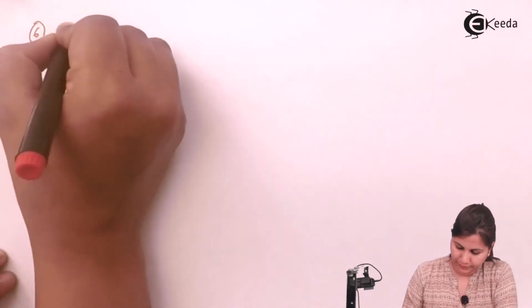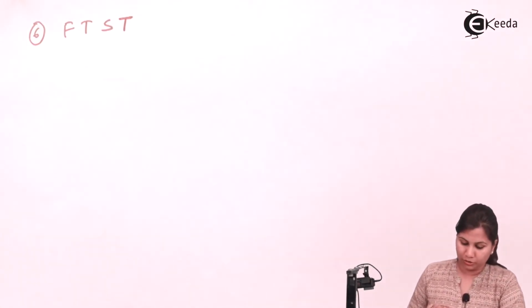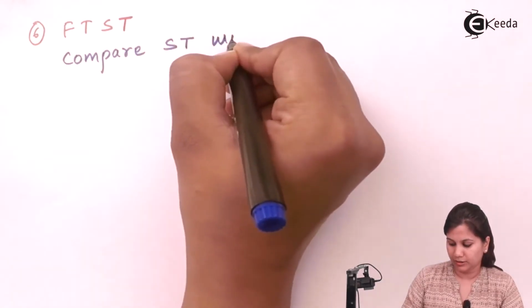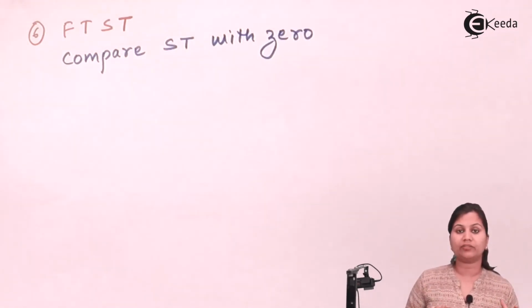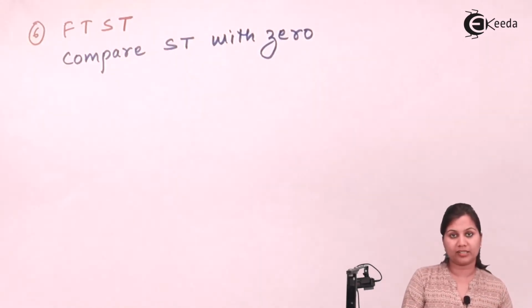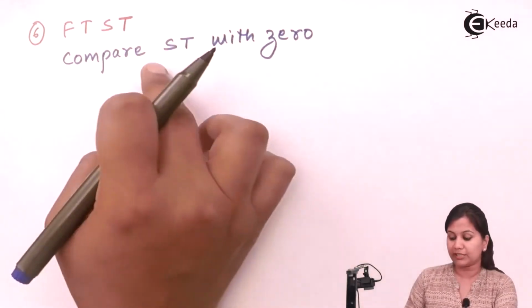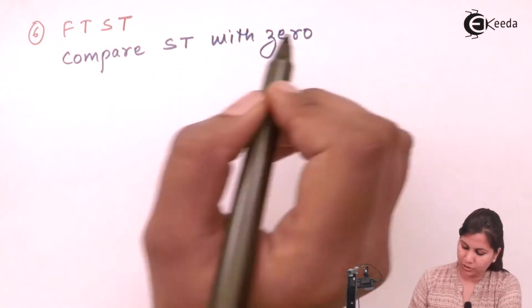The next instruction is FTST. This instruction compares ST with 0. We want to find out whether the content of the stack element is 0 or not, because after any arithmetic, logical or other calculation, if the result comes out to be 0, how can we check that the result is 0? That can be done by storing the result in ST and then checking whether ST is 0 or not. If it is equal, then the condition code bits are changed accordingly. So compare ST with 0, that is FTST.